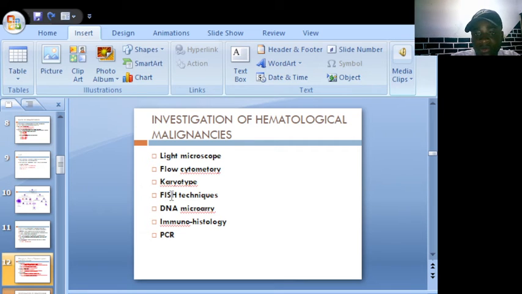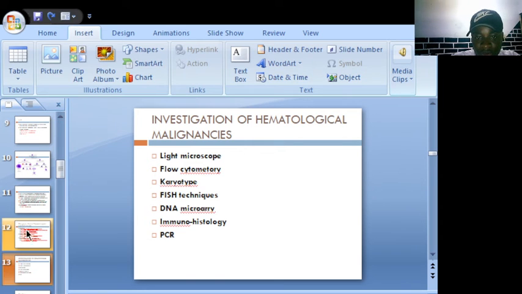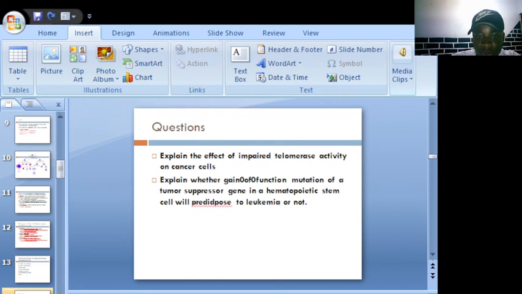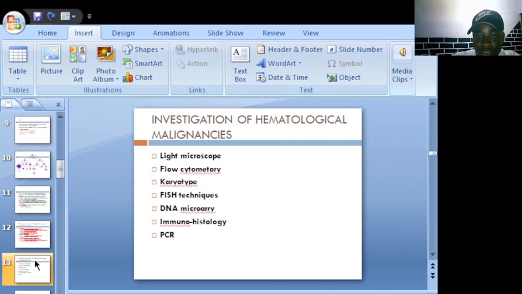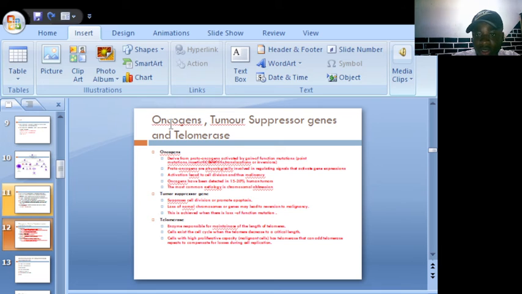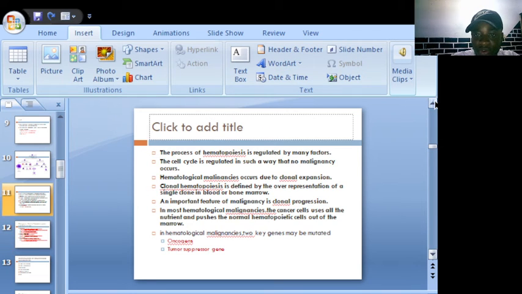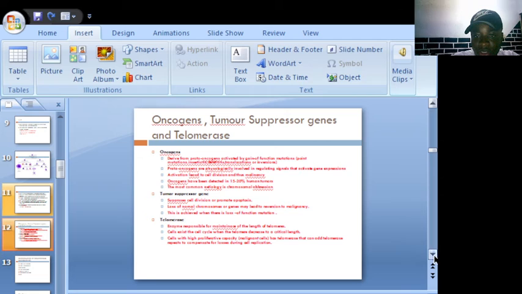Fluorescence in situ hybridization, the FISH technique, very important. DNA microarray, a lot of them there, so we will talk about them. So let's talk about oncogenes, tumor suppressor genes, and telomeres. What are their roles in hematological malignancies? Very important to know this.